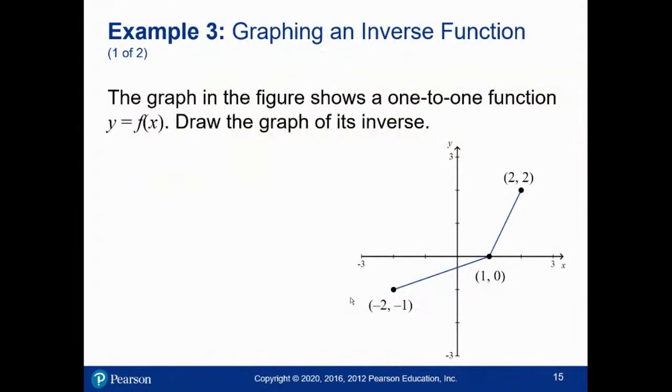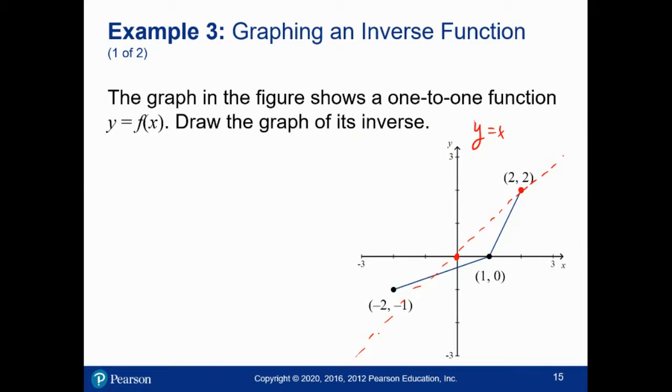So here's an example. Here's a function. It passes the horizontal line test, so it is 1-to-1. Can you draw the inverse function? What you should do first is sketch the line y equals x. Notice the line y equals x goes through this point 2, 2. It also goes through the origin. So if I just connect those with a line, it looks like this.